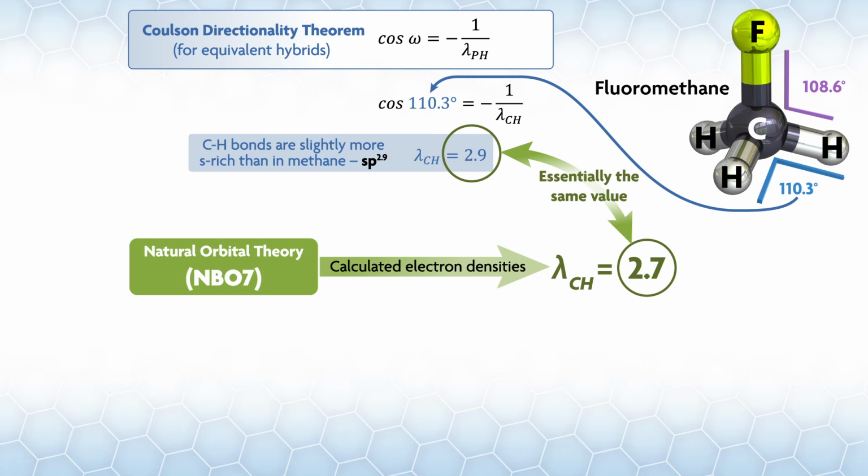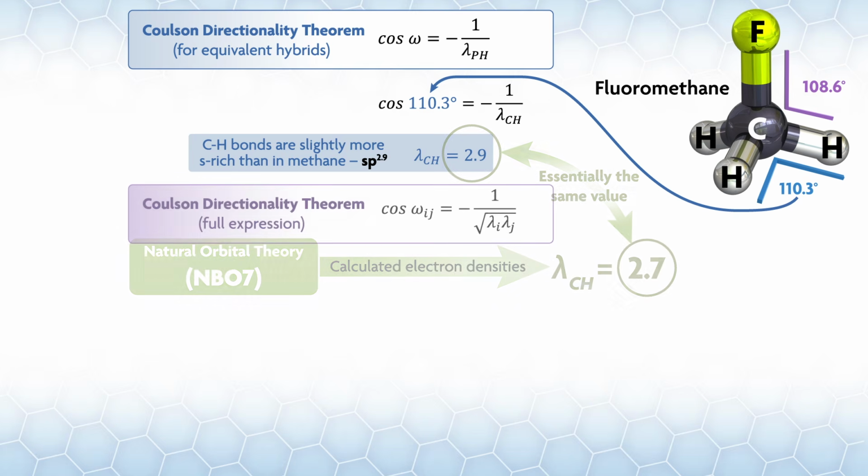NBO and valence bond theory are related in that they both use orbital hybridization. However, the details of the calculations are quite different. For here, all you need to know is that the software that uses NBO, here we're using NBO 7, can be used to get these hybridization parameters from calculated electron densities. NBO gives essentially the same value we calculated using the Coulson directionality theorem, at 2.7.